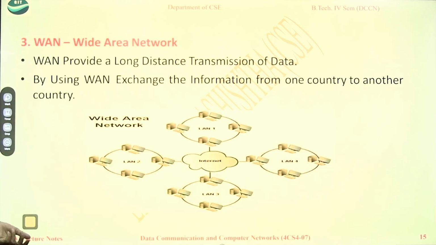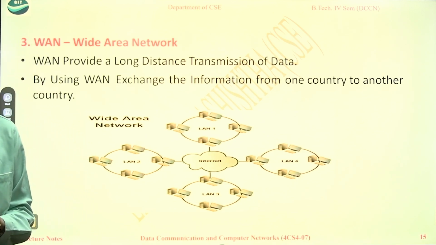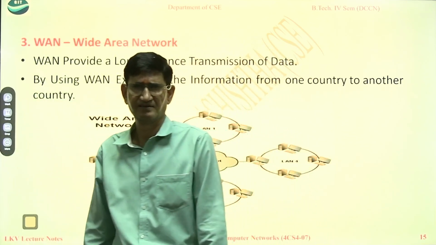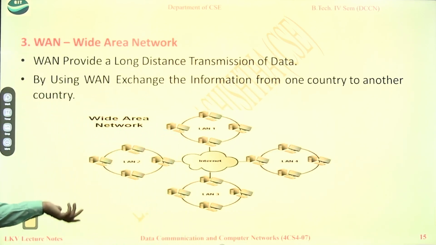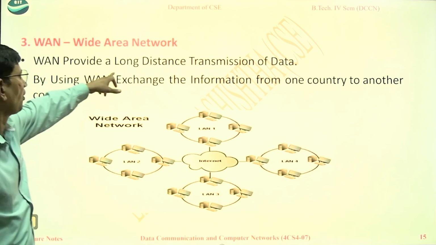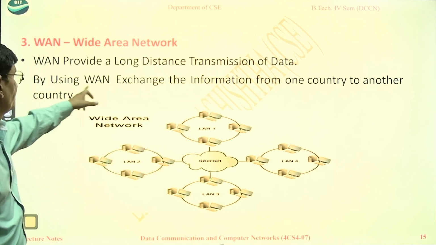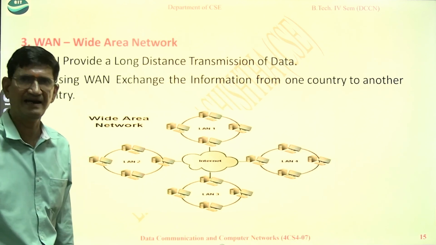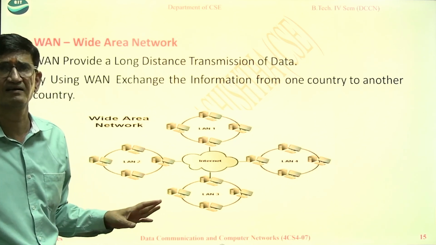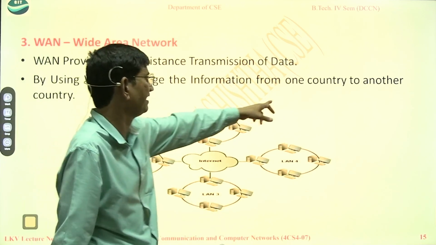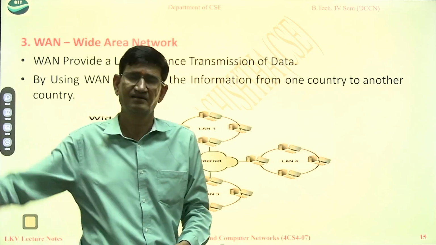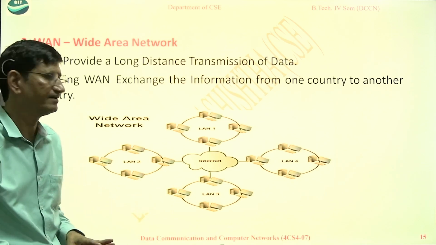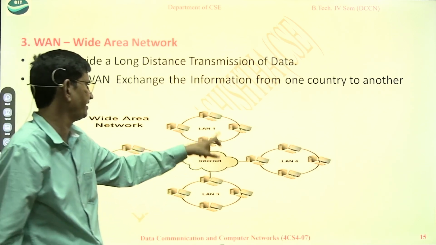Now next, the wide area network. In the first slide we saw that there are networks of networks. Now we learn about LAN, WAN. A long distance transmission of data, when information is exchanged from one country to another country, is called a wide area network. It has no geographical area limit. We are in India, and you can connect to New York easily. There is no geographical area bound, unlike LAN 1, LAN 2, LAN 3, LAN 4.